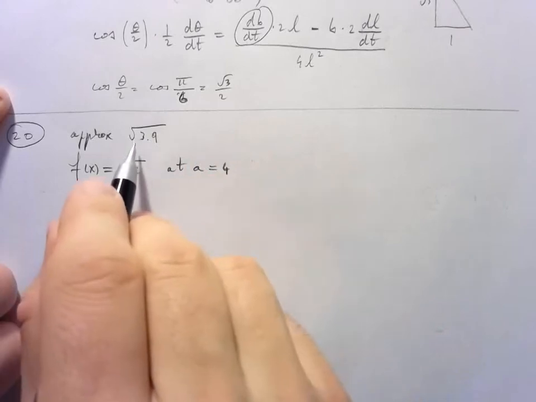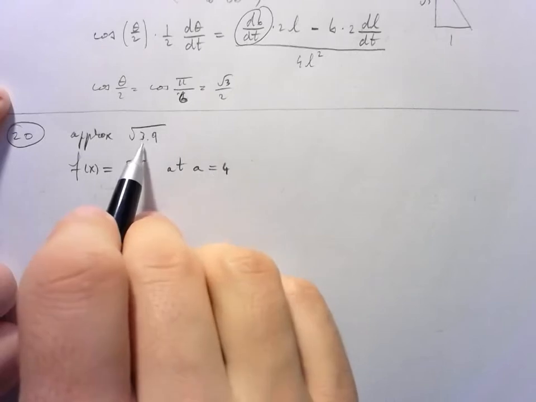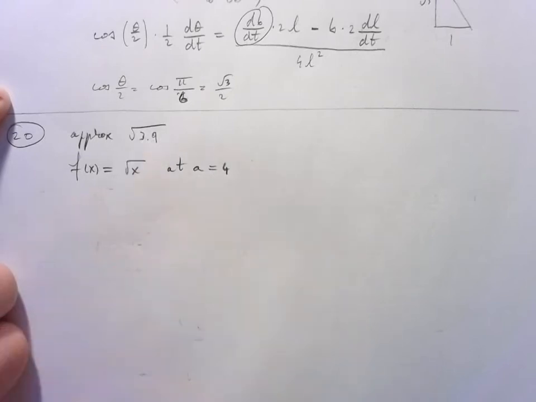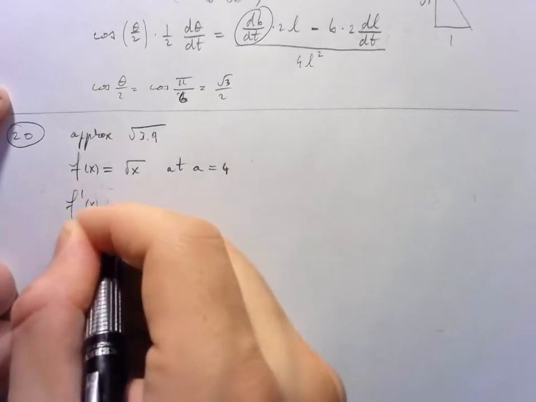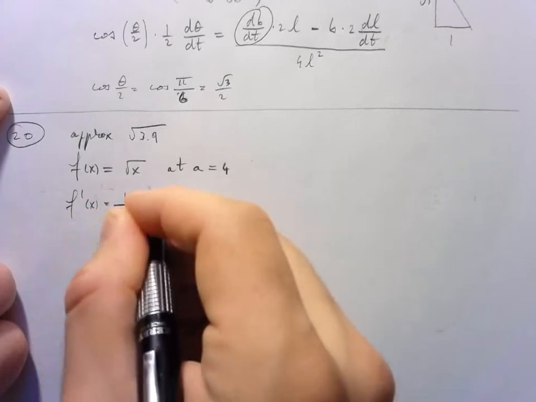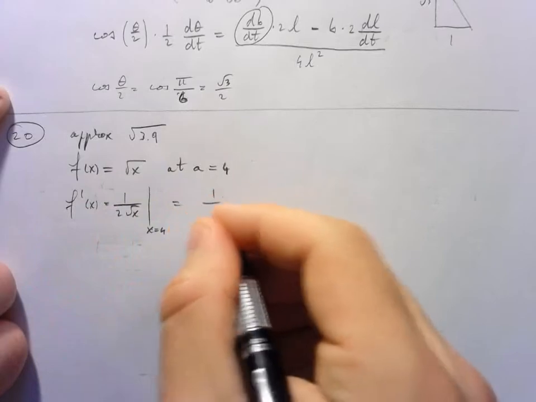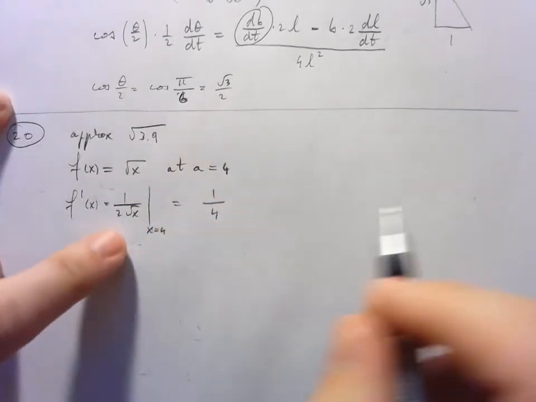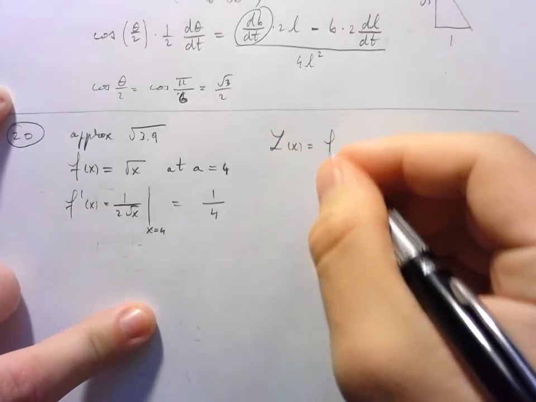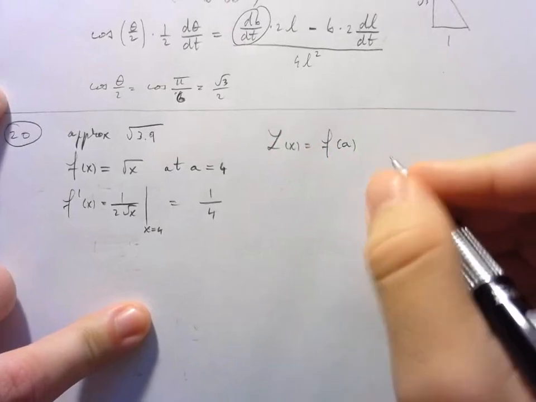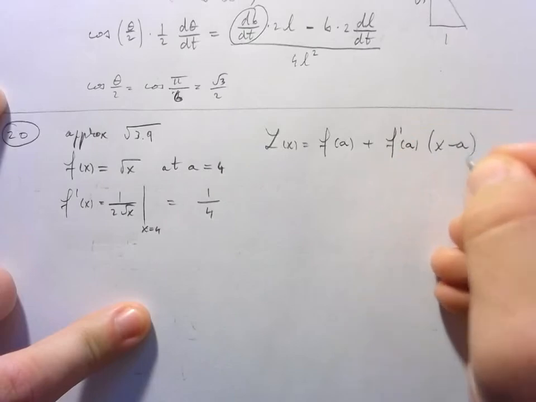The reason why I pick 4 is because I know the square root of 4 is going to be 2. So I pick a value of a that is close to 3.9, for which I know the function value. Let's take f prime. F prime of x is 1 over 2 root x, and when I evaluate this at x equals 4, I simply get 1 over 4. Okay? So now the linearization is going to be f of a, in general, this is the formula, plus f prime of a times x minus a.